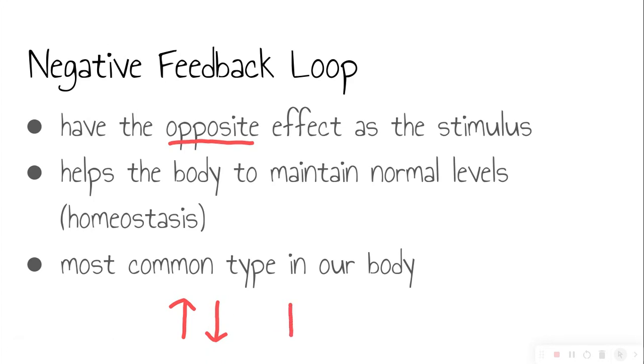Or we could have a decrease, and then our negative feedback loop is going to cause an increase. So we're having the opposite effect as the original stimulus. And this is going to help the body to maintain normal levels. So we have our normal level here. We got off of our normal level, and now we're going back to our normal level. Okay, and this is called homeostasis. This is going to be the most common type of feedback loop in our body. This is going to happen every day.